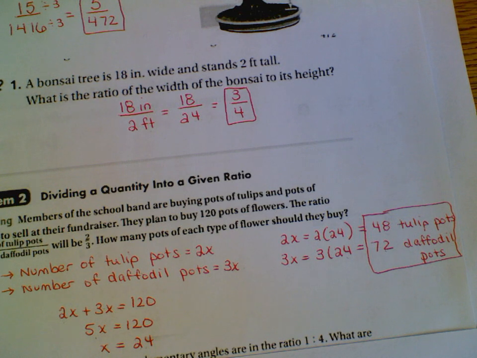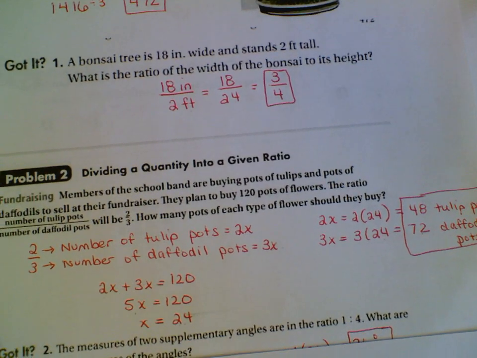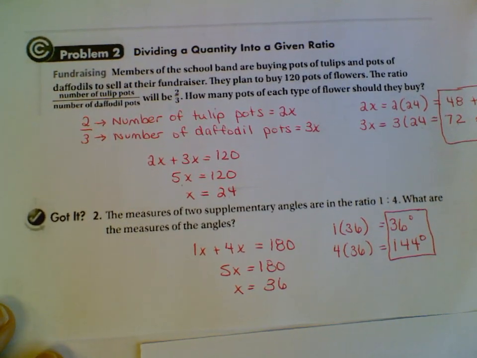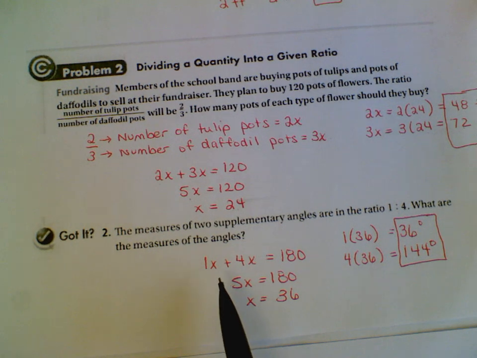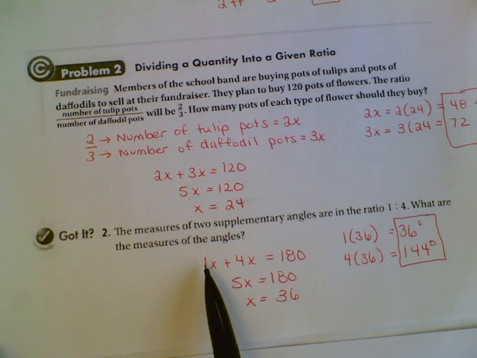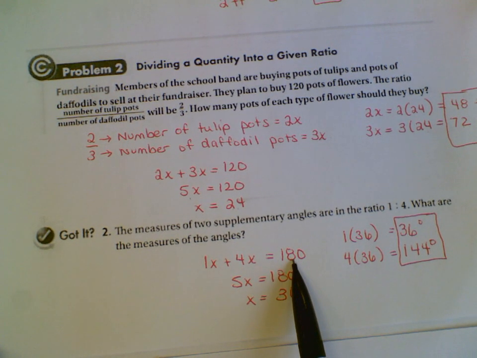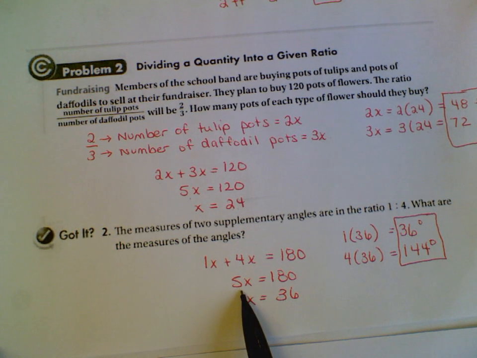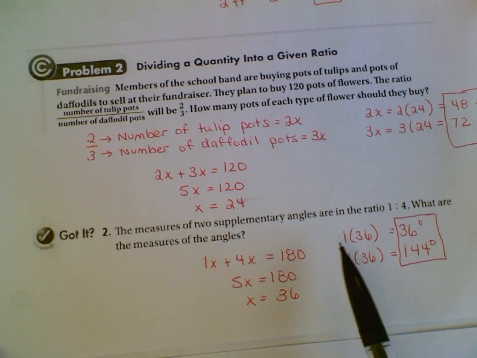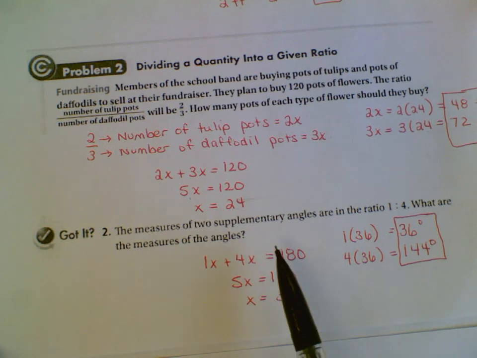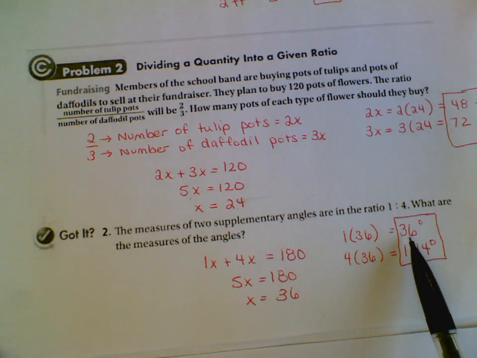Pause the video and see if you can do the got it question. Okay, on the got it question, you're talking about the measure of two supplementary angles. So I would set it up: 1 to 4 would be 1x plus 4x, and supplementary means they add to 180. So then I would solve. I would combine like terms, get 5x, divide 180 by 5 and get 36. Then I would plug it back into my ratio amounts. So 1 times 36, 4 times 36. The question is asking for the measures of both of them, so I would write down 36 degrees and 144 degrees.